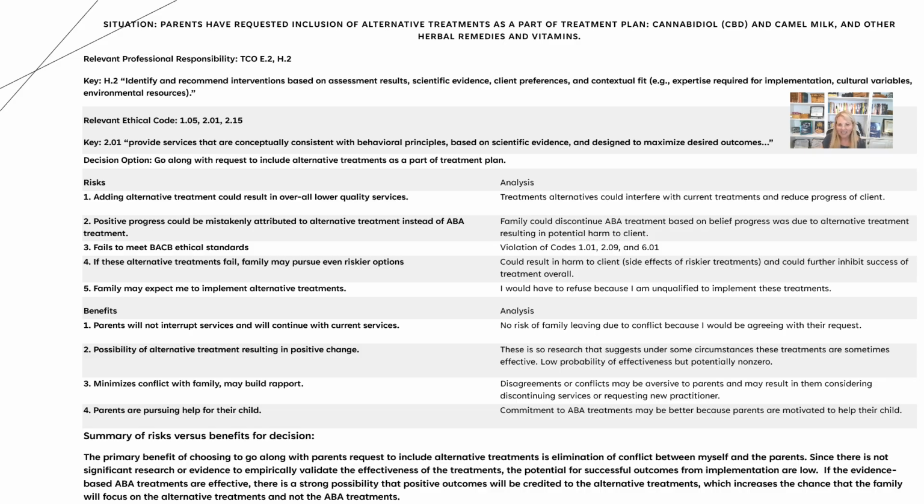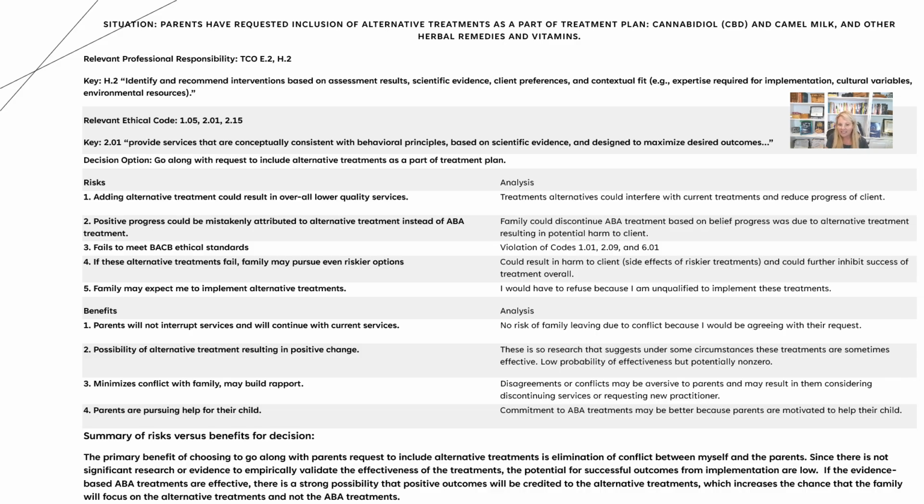So the next risk that I've identified is the positive progress. Any positive progress that's made going forward could be mistakenly attributed to the alternative treatment instead of the ABA treatment. So if we've got both going on here, the parents could assume that the positive progress came from the alternative treatment. So the analysis here is that the family could discontinue ABA services and treatment based on a belief that the progress is due to the alternative treatment, which would result in the potential harm to the client. So that's an important analysis for me to consider.